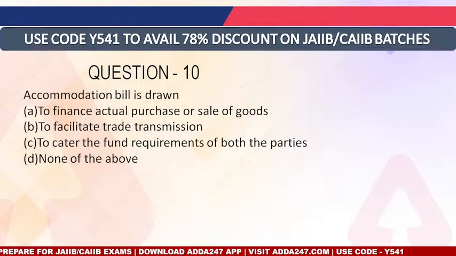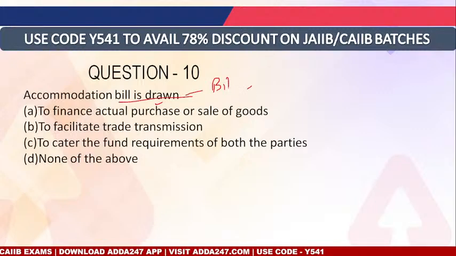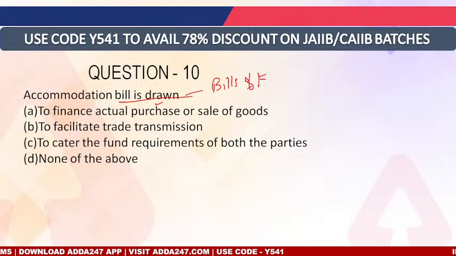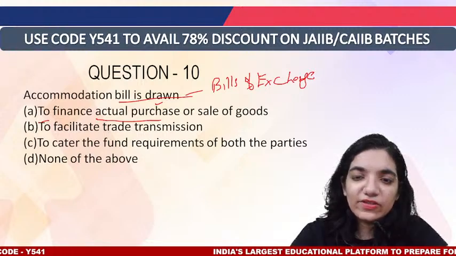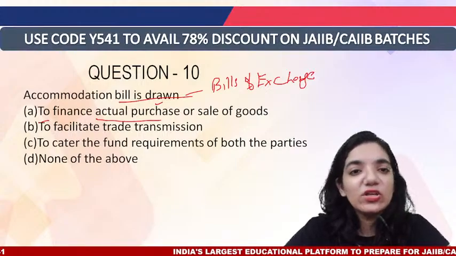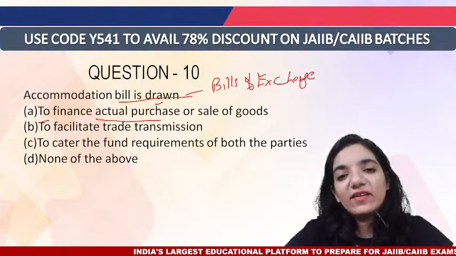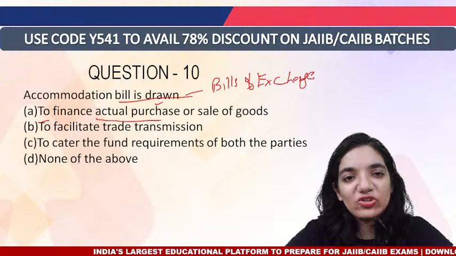Let's finish the next question. That is called the accommodation bill is drawn. This is from the bills of exchange. To finance the actual purchase or sale. Is it basically drawn to finance the actual sale or purchase, or is it drawn to facilitate the trade transmission, or to cater the fund requirements of both the parties, or none of the above?